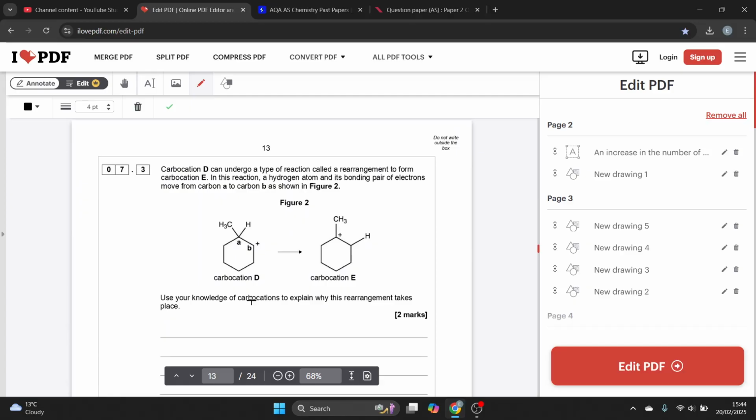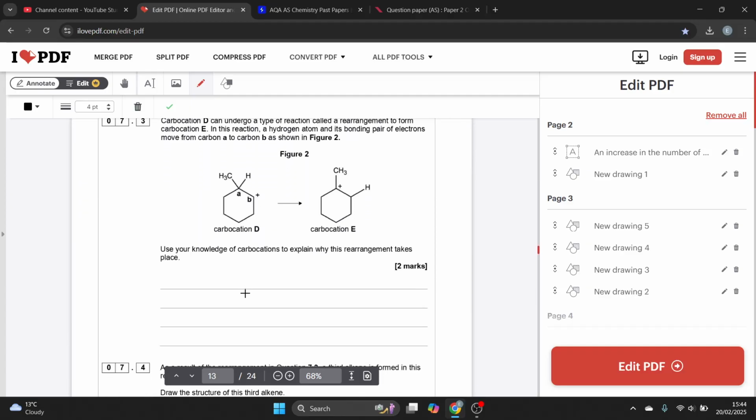Explain the results of carbocation rearrangement. Carbocation D can undergo a type of reaction called rearrangement to form carbocation E. In this reaction, a hydrogen atom and its bonding pair of electrons move from carbon A to carbon B as shown in figure 2. Rearrangement takes place. So we need to talk about stability.